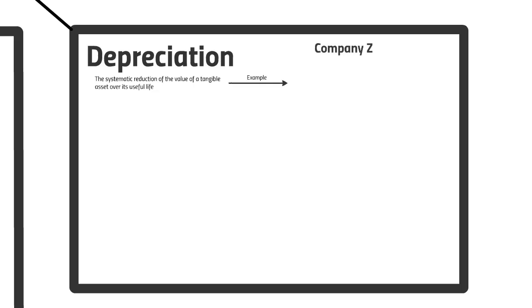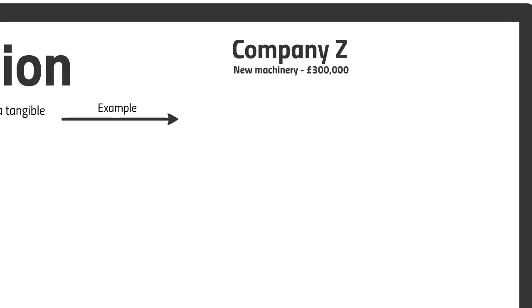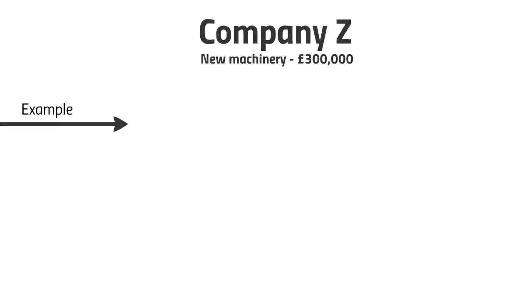example. So in this example, we have company Z, and they've just purchased new machinery. Now, new machinery is classified as a non-current tangible asset. They've made this purchase, and this new machinery has cost them £300,000. Now, one way to record that in the accounts would be as follows.